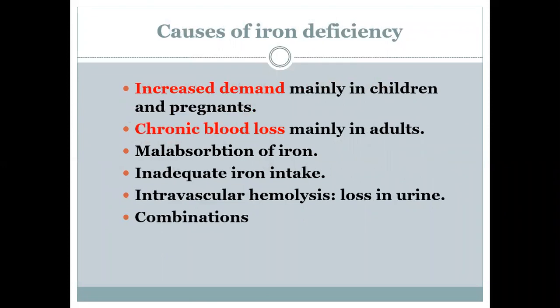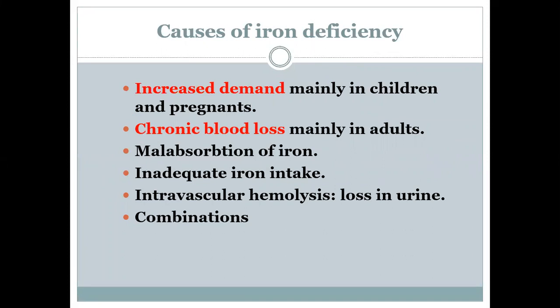And the causes of iron deficiency include increased demand for iron, especially seen in children and females, especially during the reproductive life. The other important cause is chronic blood loss, mainly in adult females and adult males. Other causes include malabsorption of iron, like patients who have celiac disease, or inadequate iron intake, like old people who cannot chew meat. And there are also rare causes like intravascular hemolysis.